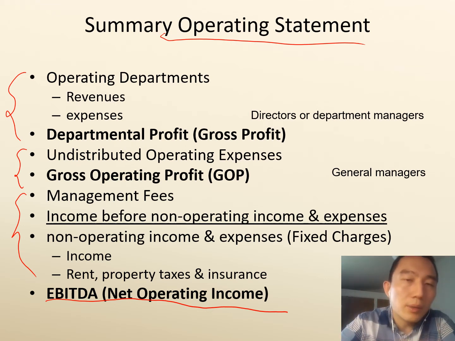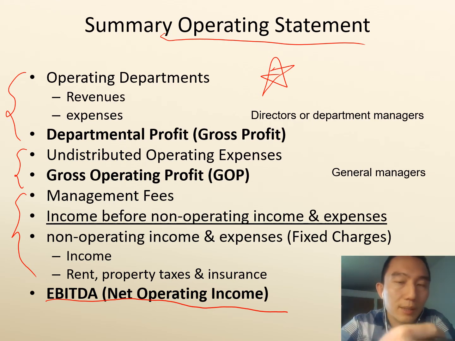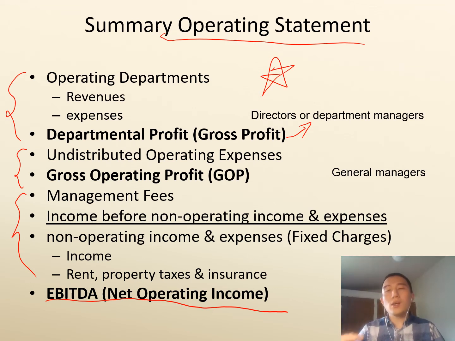So let's talk about each part briefly. In the first part, we consider the revenues and expenses generated from different operating departments, such as the rooms department and the food and beverage department. Then we subtract the expenses from the revenue, and we can calculate the departmental profit. This departmental profit is especially useful for department directors or managers, because they can know how much revenue or profit we made from our department.